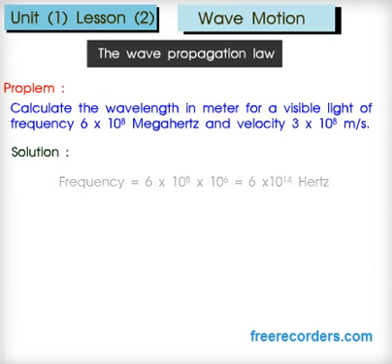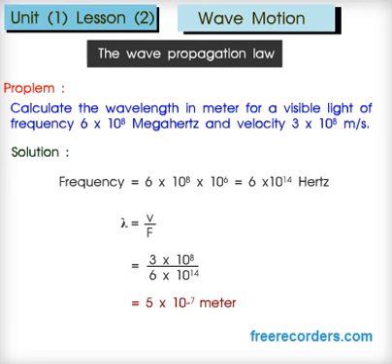Solution. Frequency equals 6 by 10 to the power 8 by 10 to the power 6 equals 6 by 10 to the power 14 Hertz. So the wavelength equals v over f equals 3 by 10 to the power 8 over 6 by 10 to the power 14 equals 5 by 10 to the power minus 7 meter.